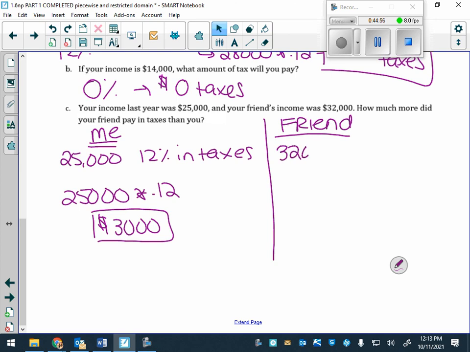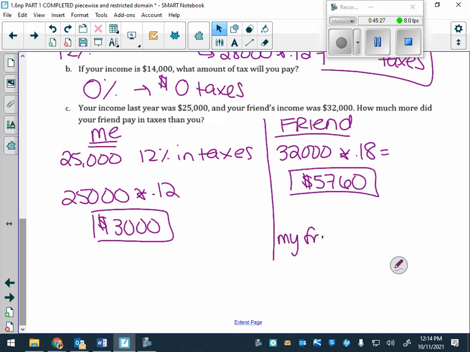How much does my friend pay in taxes? Your friend pays that much, I pay this much. What's the difference? How much more does my friend pay? So my friend pays $2,760 more in taxes. The difference here is you do not have to create these equations. They're given to you. You just have to know which one to use and how to evaluate. Does that make sense?